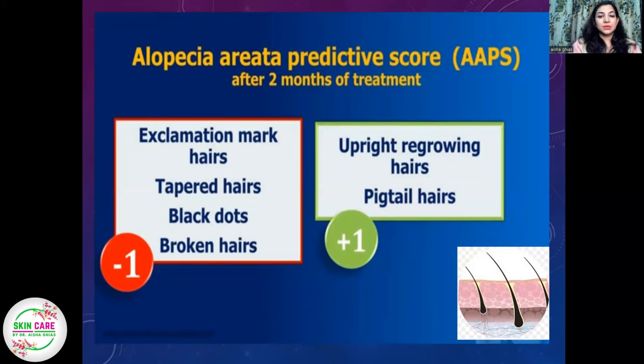There is also a scoring system that has been devised based on trichoscopy of alopecia areata. It takes into account all the parameters that we just talked about. For example, the exclamation mark hair, tapered hair, black dot, and the broken hair are all given minus one mark. While the positive features, like the upright regrowing hair that might be visible in a trichoscopic picture, and the pigtail hair, are given plus one mark. Now, what are the pigtail hairs and what are the upright regrowing hairs?